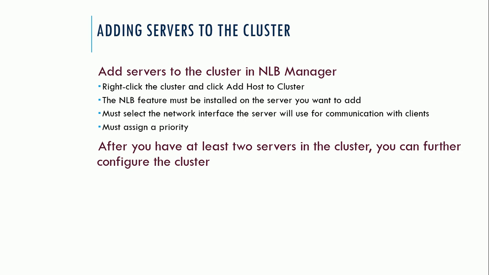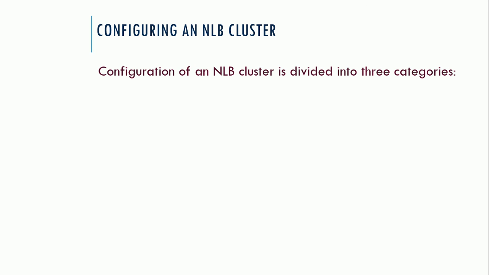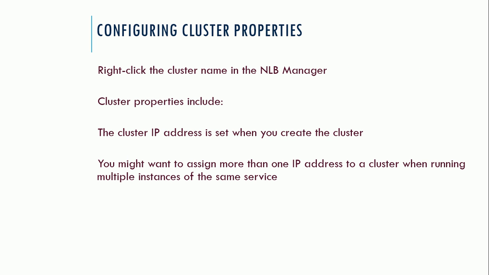So after you have at least 2 servers in the cluster, you can then go further in the configuration, because once you have at least 2 servers, you can officially have a cluster. With a single server, there's really no point in having a cluster. It's just a single server. So configuration of the cluster is divided into 3 categories. We have the cluster properties, the port rules, and the host properties. So let's talk about each one of these.